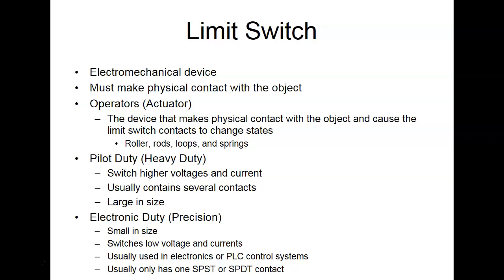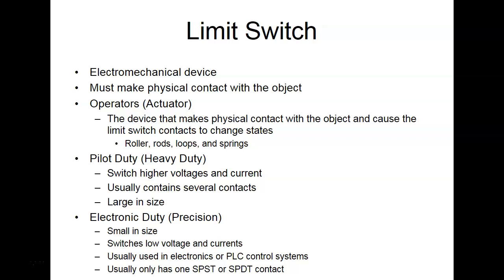It must make physical contact with the object, through the operator or the actuator. This is a device that makes physical contact with the object and causes the limit switch contacts to change state. We have roller, we have rod, we have loops, and we have springs, and we have pictures of these. We have what we call a heavy duty. These are used to control loads.